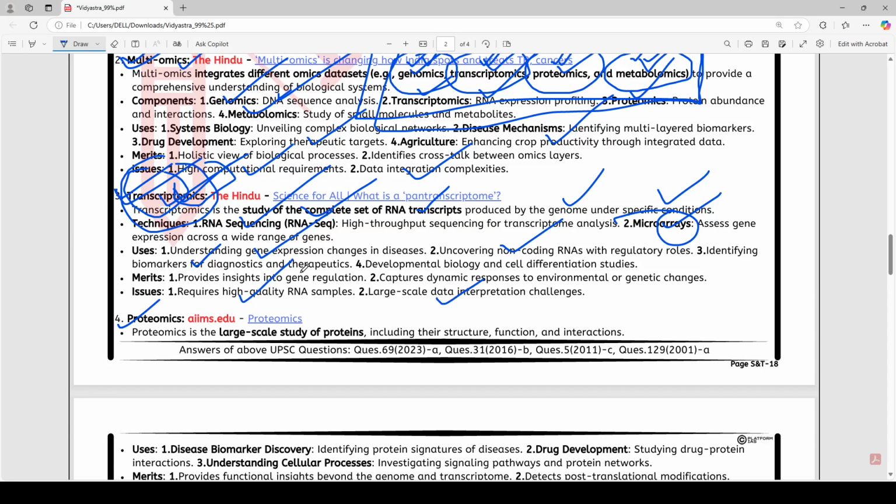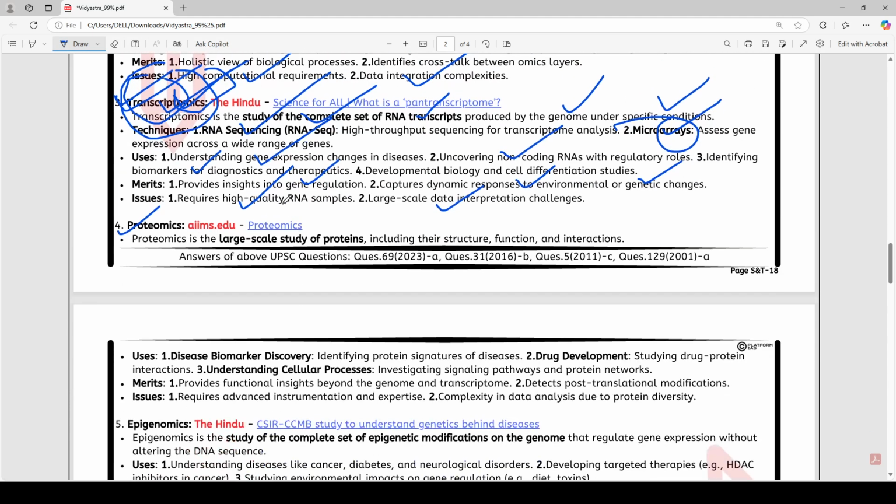It provides insights into gene regulation and captures dynamic responses to environmental changes. This you can all read. I think you understand that now. Now proteomics. Now the third stage was, what was the third stage?